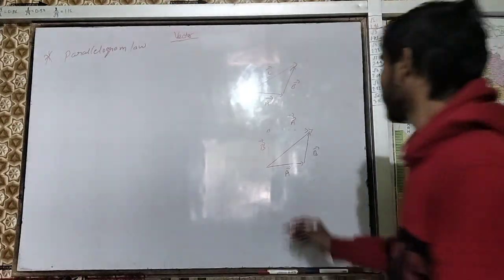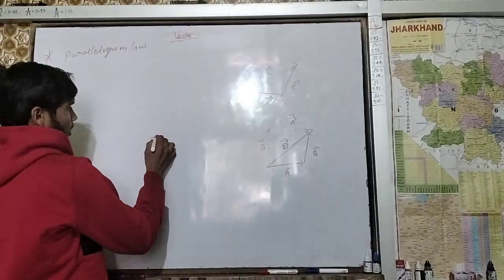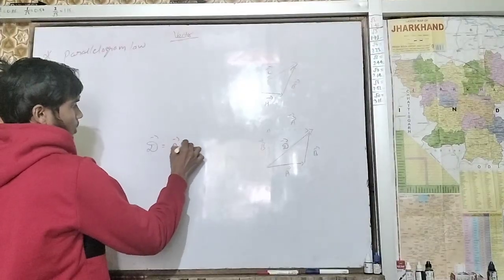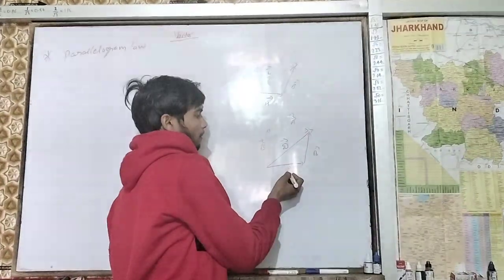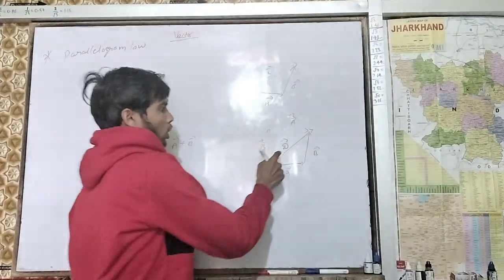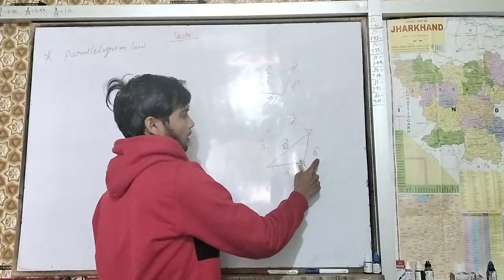So remember, let's say this is our diagonal vector. So D is equal to vector A plus vector B. You can say this is equal to A plus B.